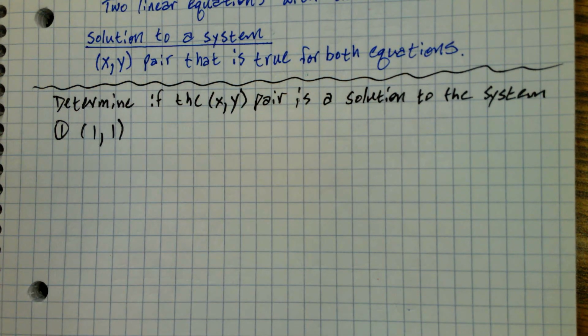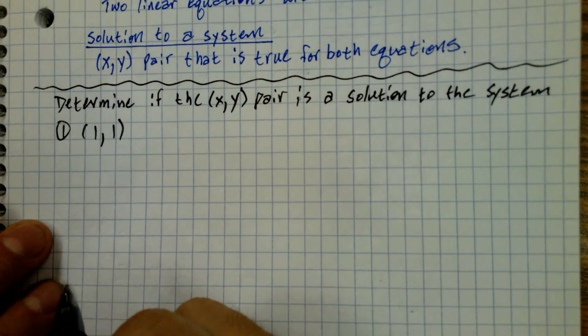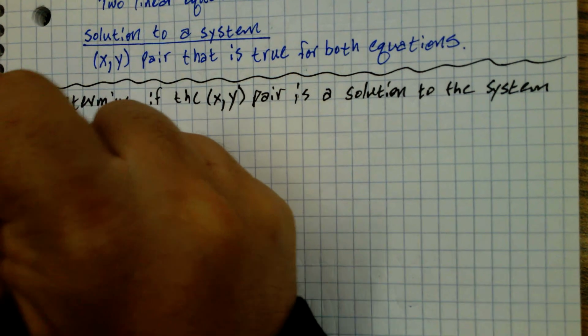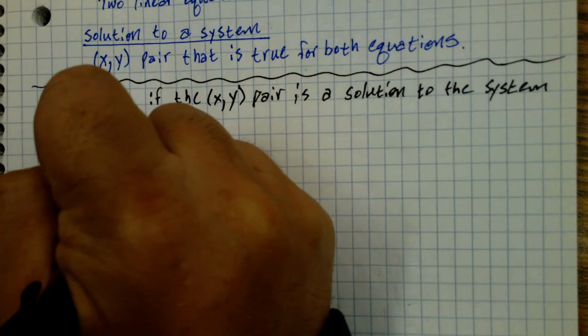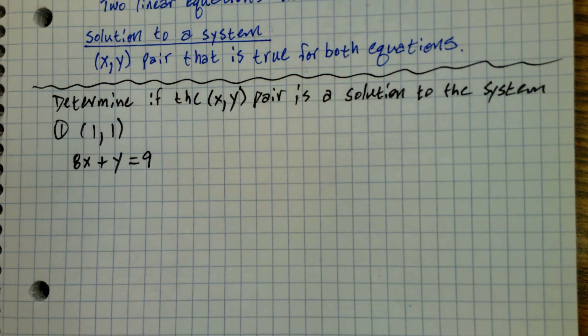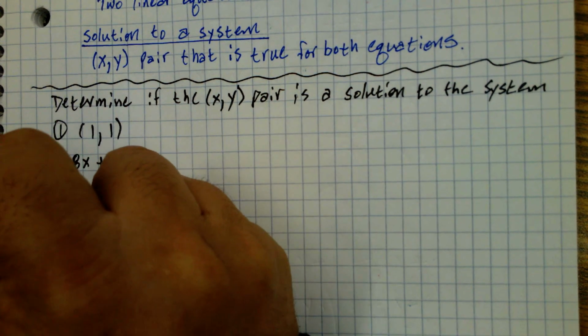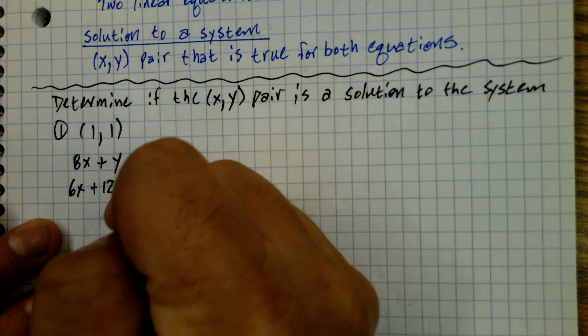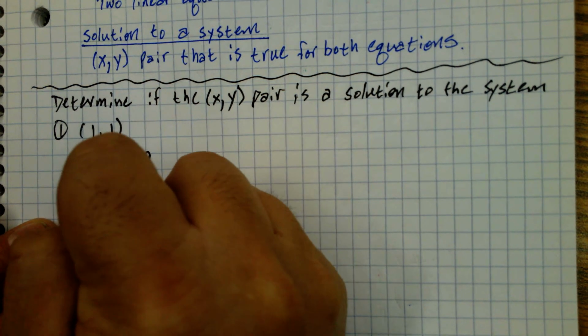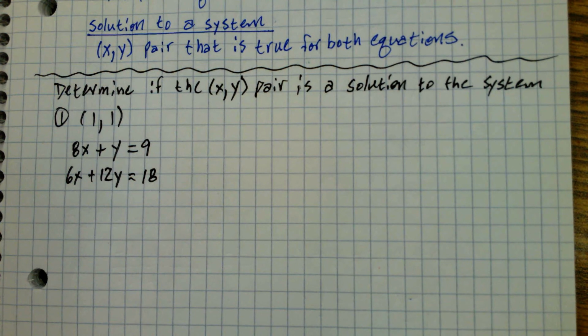And then a system. And a system, all it is is two equations that graph lines. So it could be in standard form like this, or it could be in slope-intercept form like that. So it's always either one of those. So we're going to have a couple that are standard form equations. So 8x plus y equals 9. That's going to be our first equation. The second equation, we'll do 6x plus 12y equals 18. Okay? Go ahead and write those down.